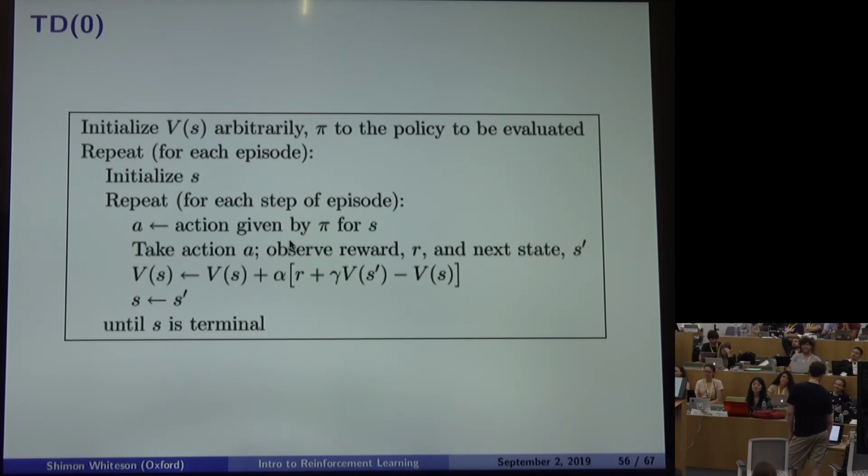So we select an action according to our policy. We take that action, we observe some reward in some next state, we use it to perform a temporal difference update, bootstrapping, and then the process repeats.